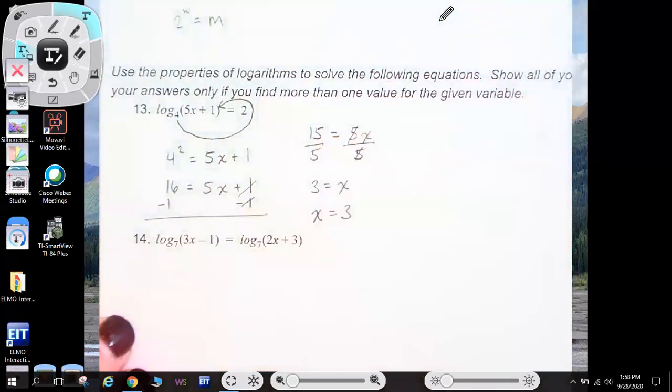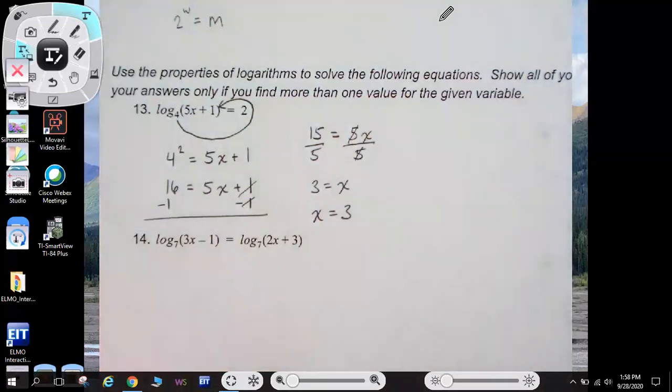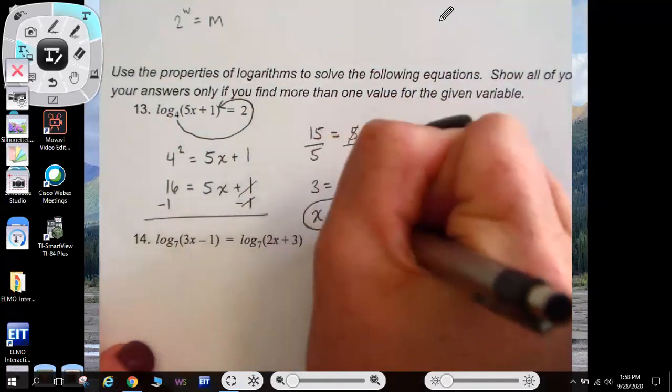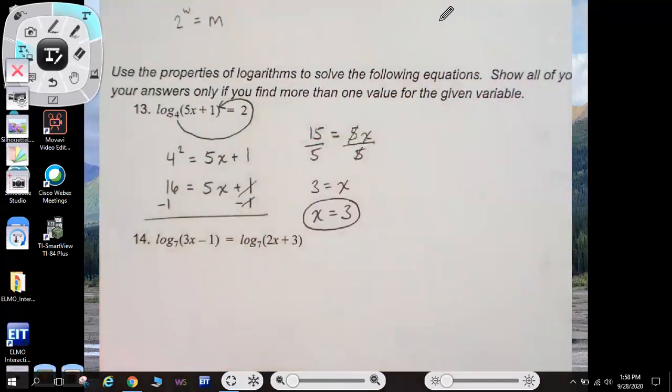I like to rewrite it where my variable comes first. You don't have to do that. But we get x equals 3. And since we only get one answer for x, we don't have to check it. I'm basically just doing that for time's sake to make sure that you guys have enough time to work all these problems on the test.